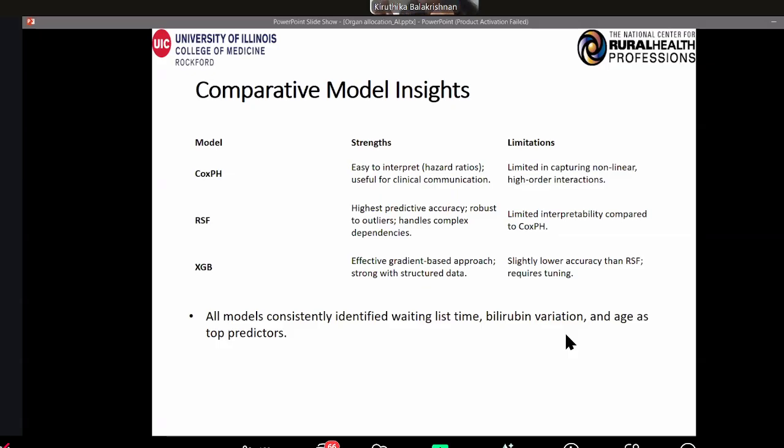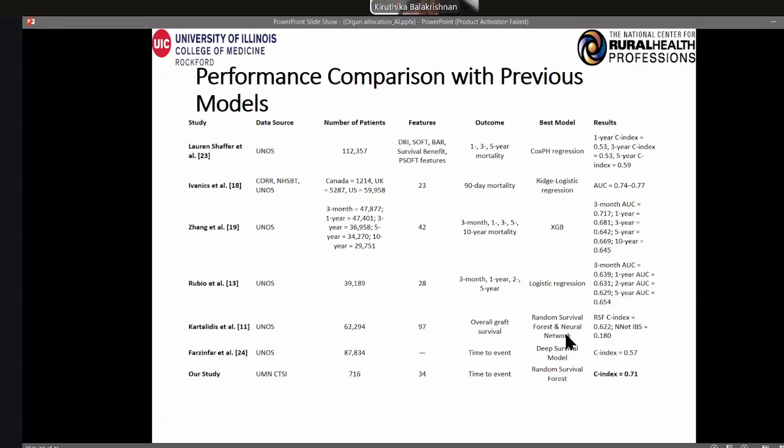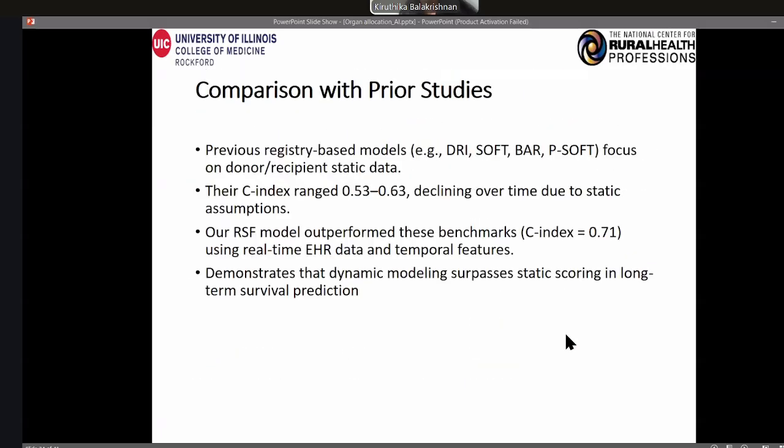Despite the differences, it is interesting to note that all three models consistently identified the same top predictors, specifically waiting list time, bilirubin variations, and age. Consistency across different modeling methods strengthens our confidence that these variables are truly key factors in determining post-transplant survival. This is the performance comparison with existing studies. Most existing studies utilize registry data, but ours is real-time data. We got the highest C-index of 0.71.